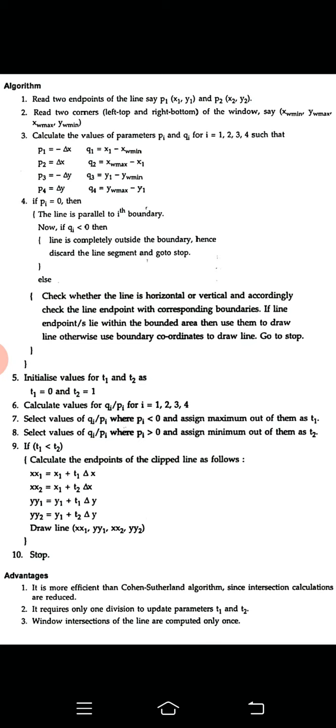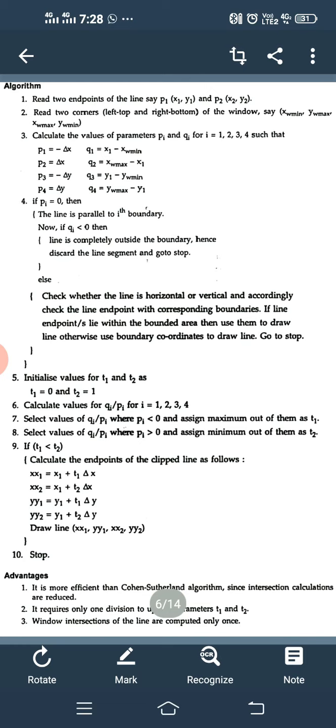In step 1, we have to read two endpoints of the line, that is p1 and p2. The first point is p1, the coordinates are x1 y1, and for p2 the coordinates are x2 y2. The second step is to read two corners. We can take any two corners of the window.